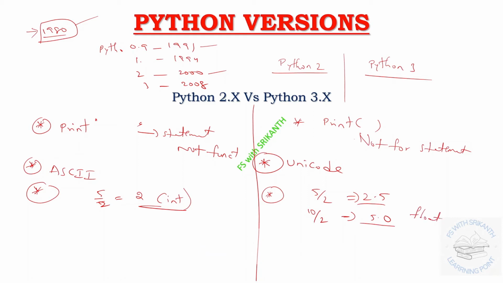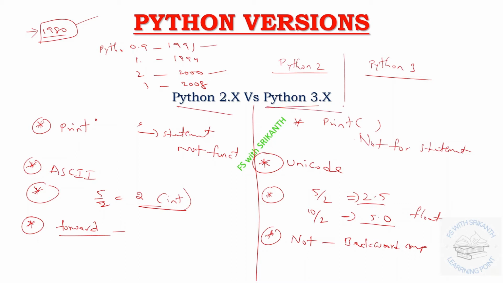That is the difference. Python 2 does not support forward compatibility, and Python 3 does not support backward compatibility. Up to Python 2 is different, and Python 3 is different. Here you observe Python 3 is not an extension of Python 2. It does not support Python 2 functionality.